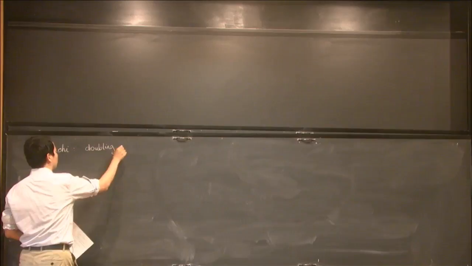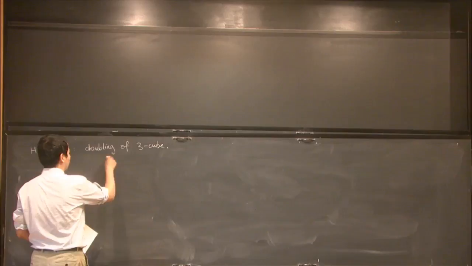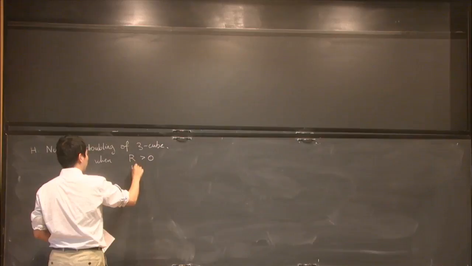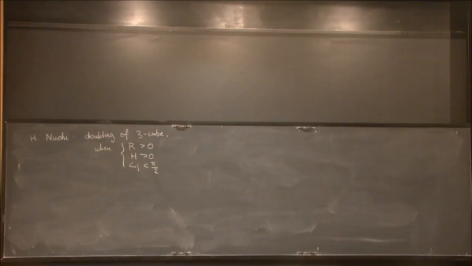There's this former student, Nucci. So he proposed another idea in a doubling procedure of a 3-cube, which can essentially avoid all this mess and make the doubling happen in a strict case. So when R is strictly bigger than 0 and H is strictly mean convex, and everywhere dihedral angle is strictly less than pi over 2. Okay. So if I have time, I can go back to this point later.